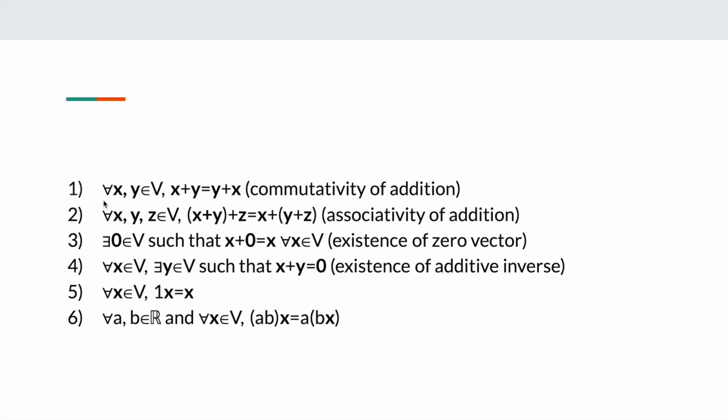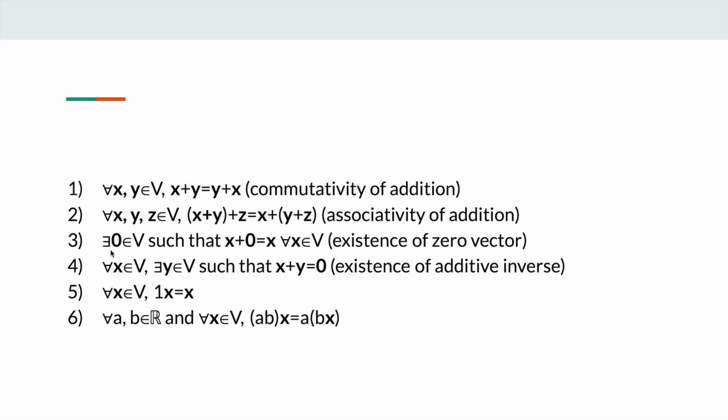Condition 1. For all x, y in V, x plus y equals y plus x. That's commutativity of addition. Condition 2. For all x, y, z in V, bracket x plus y, plus z equals x plus bracket y plus z. That's associativity of addition.